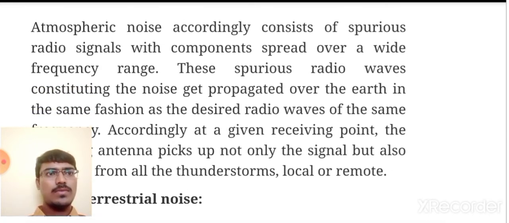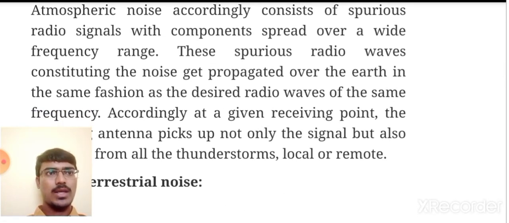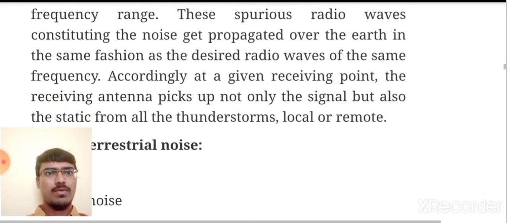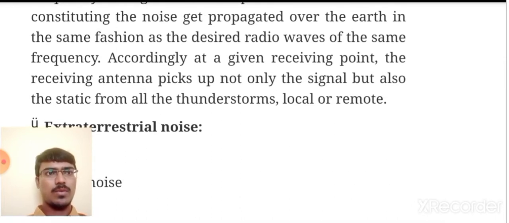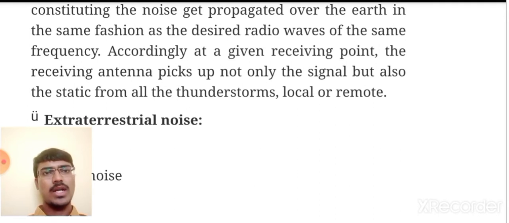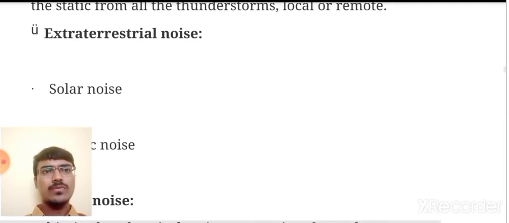The spurious radio waves constituting the noise get propagated over the earth in the same fashion as the desired radio waves of the same frequency. Accordingly, at the given receiving point, the receiving antenna picks up not only the signal but also static from all the thunderstorms, local or remote.